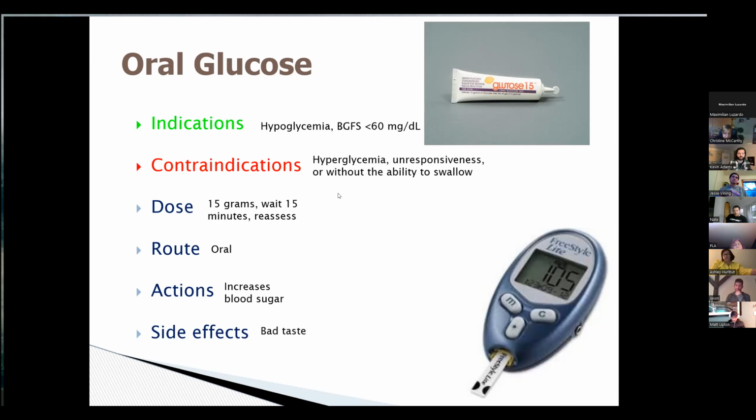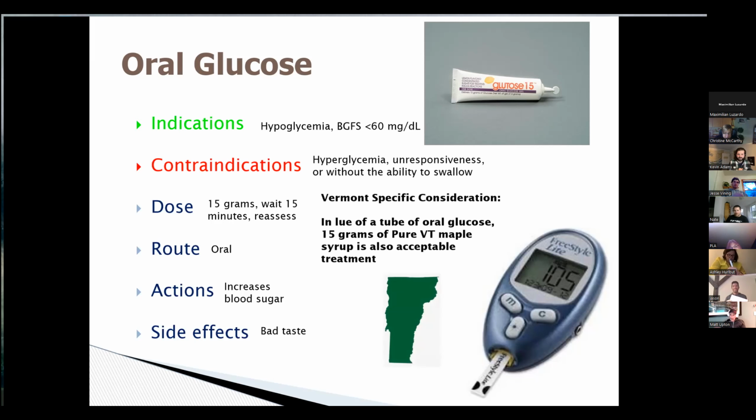Side effect of this is really bad taste. It's just like, these things are gross. It says lemon flavored, right? But it is not lemon flavored. It's just pure sugar. However, being from the great state of Vermont that we are, in Vermont, you can give 15 grams of pure Vermont maple syrup instead of oral glucose.